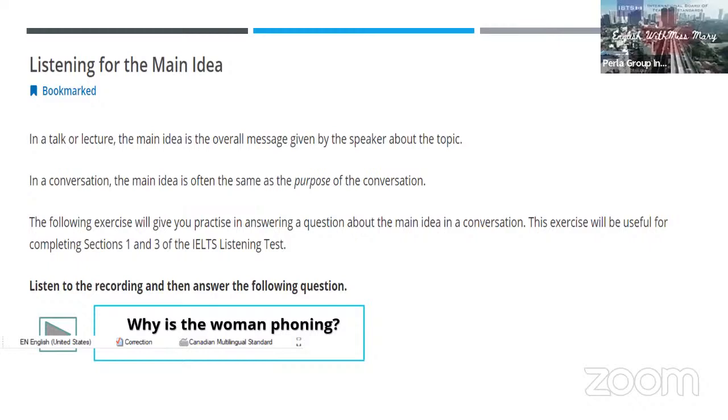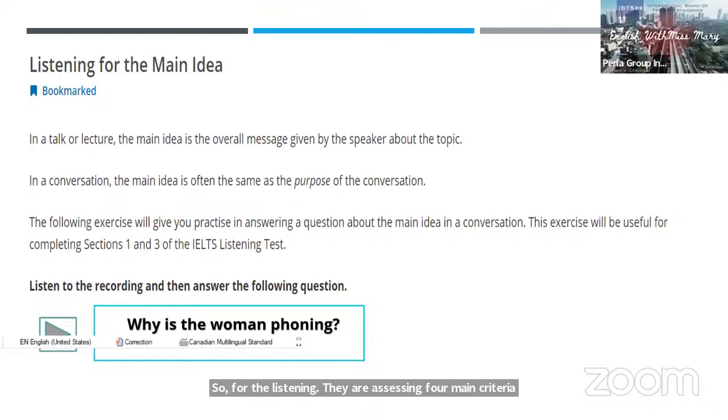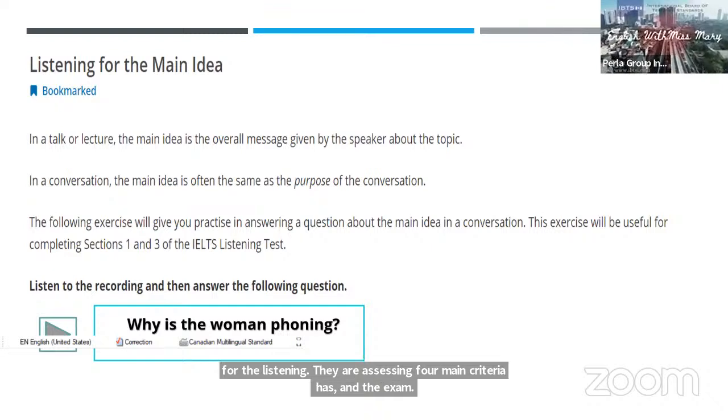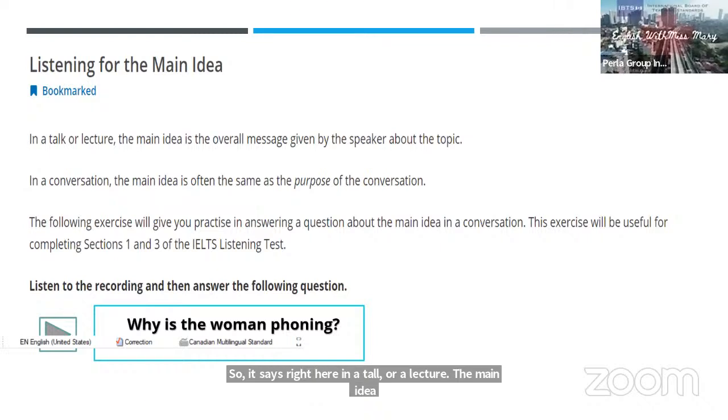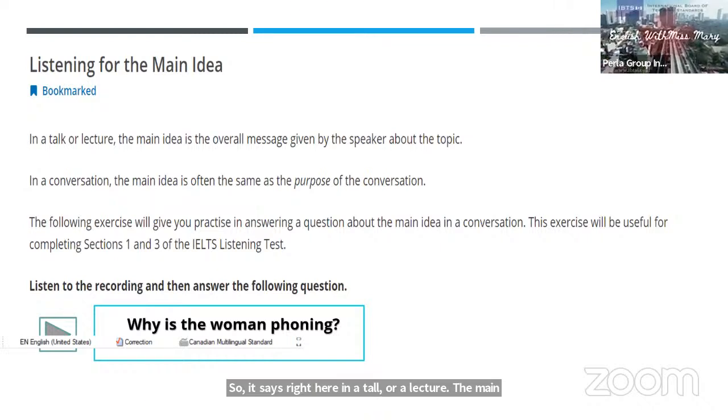All right, so for the listening, they are assessing 4 main criteria in the exam. One of the main and most important ones is how you can pick up the main idea in the recording. So it says right here, in a talk or a lecture, the main idea is the overall message, okay, given by the speaker about the topic.